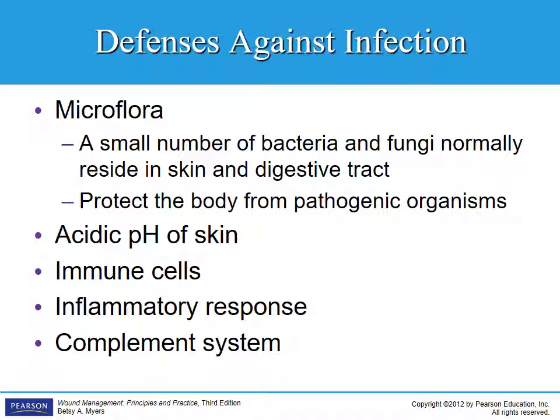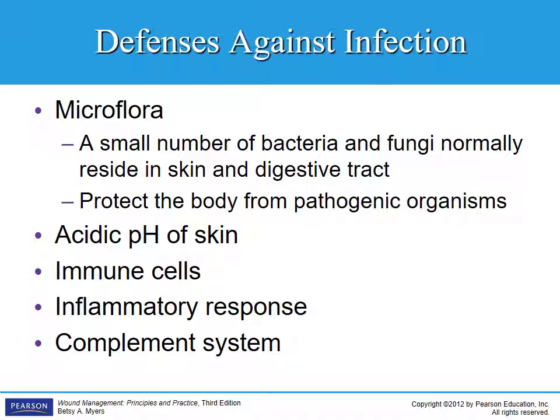Again, anyone who's ever taken an antibiotic and had stomach troubles from it understands what happens when the probiotics in your gut are destroyed by antibiotics. It just kind of everything runs through you. So they do play an important part in the body.